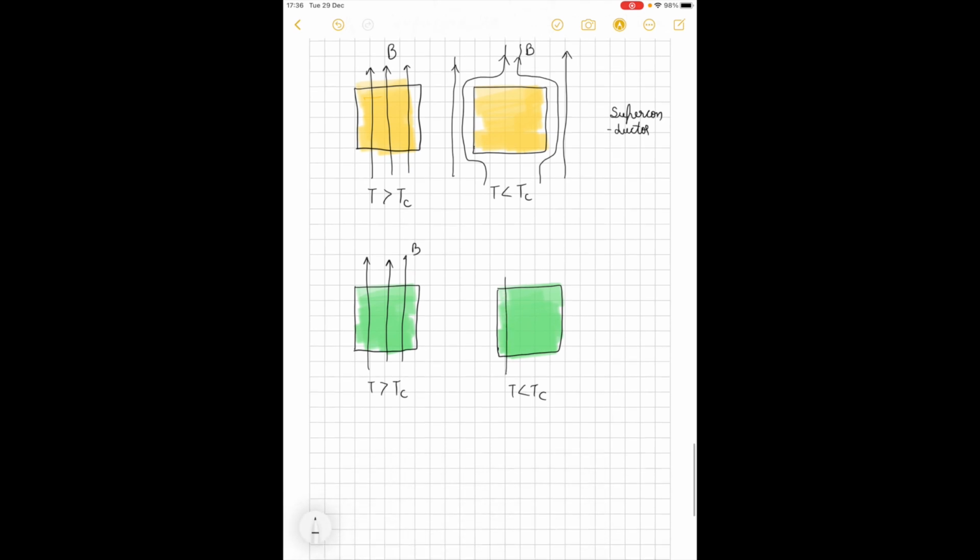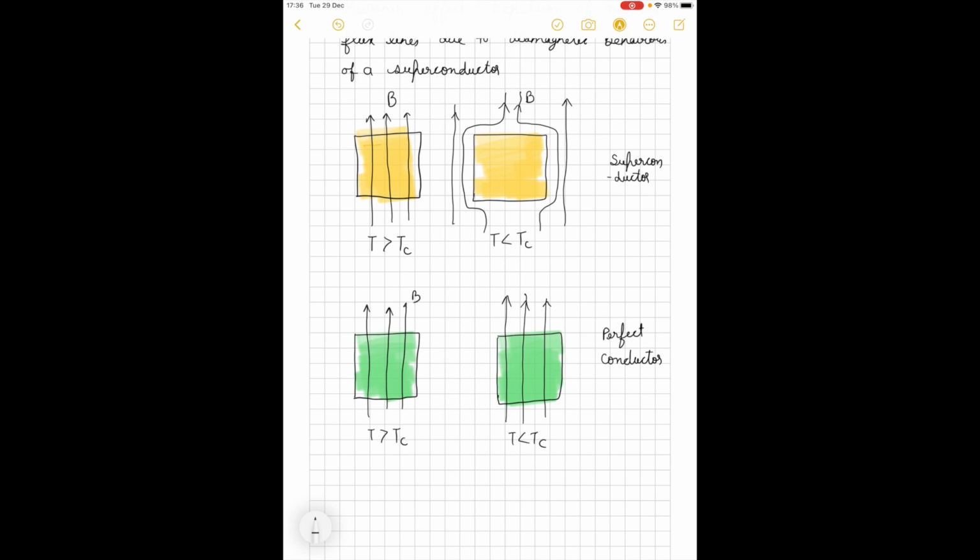Then it remains the same, meaning this is a conductor, perfect conductor. Okay, so here is the major difference between a superconductor and a conductor. A superconductor expels the magnetic field lines from inside to outside, but for a conductor, it's basically the same thing, whether it's T greater than Tc or T smaller than Tc.